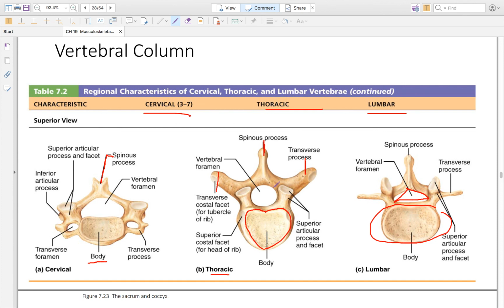Notice the vertebral foramen over here on the thoracic, it's round. All right, so these little tiny distinctions are how you learn to identify bones and recognize a thoracic versus lumbar versus cervical vertebrae if presented with it. And then, of course, that's the spinous process, transverse process.